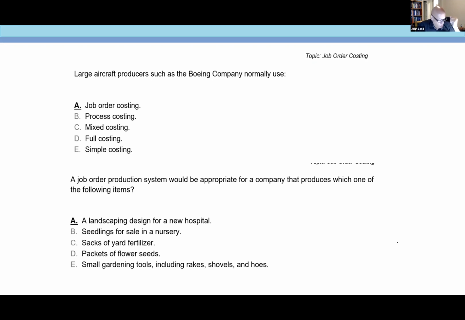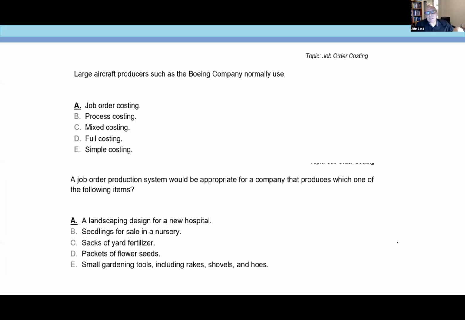Okay, good. A job order production system would be appropriate for a company that produces which of the following? Landscaping for a new hospital. Well, think about it. The landscaping in front of a hospital is going to be different than the landscaping you'll do for a residential home, right? And so each job is made to order. Every house is different. Even if it's one residential, your neighbor wants this, you want that. So each residential could be different. People have different size yards, etc. So something like landscaping is done according to job order costing.